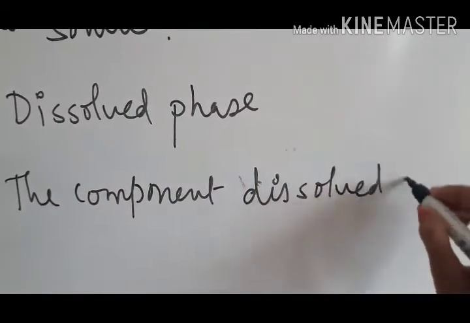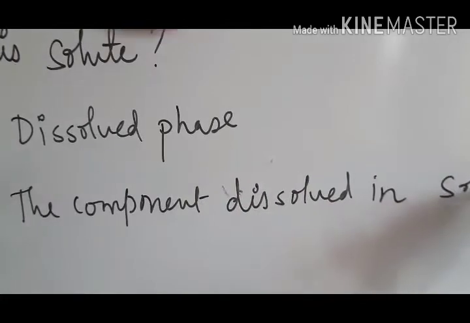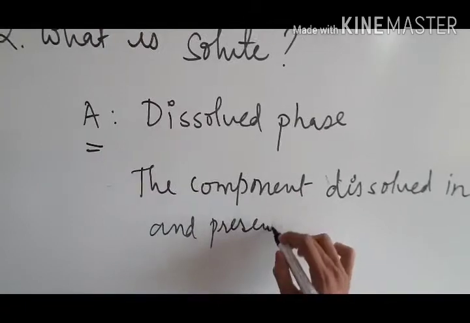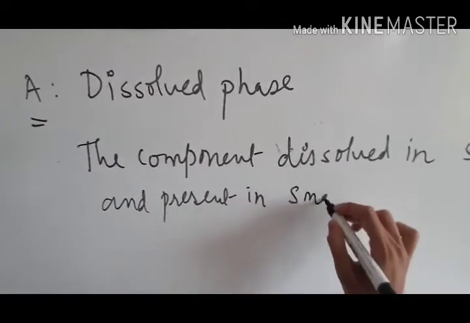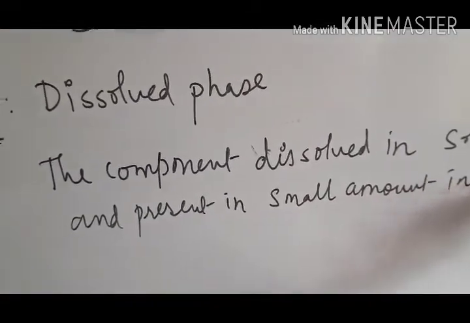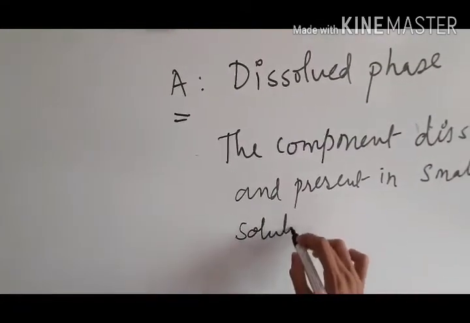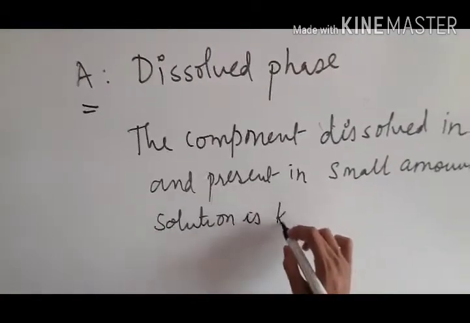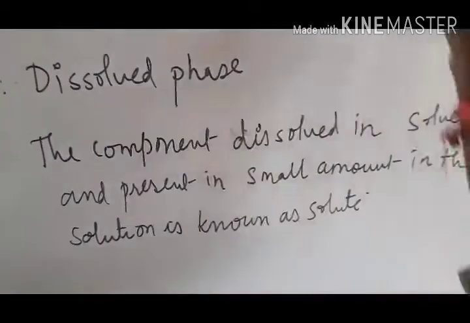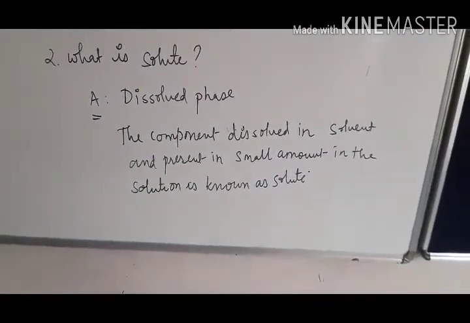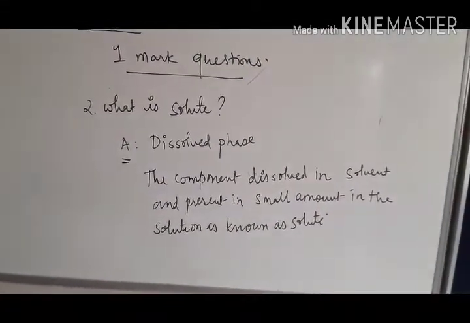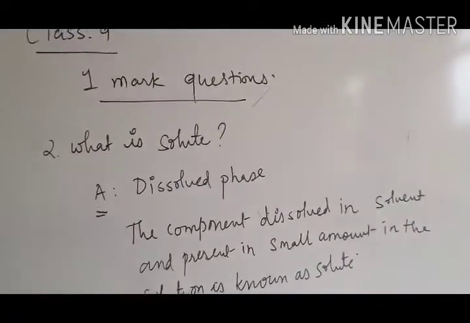The component dissolved in solvent and present in small amount in the solution is known as solute. So here we have seen that salt is the dissolved part, the dissolved phase. So salt is solute in salt solution, whereas water is solvent in the salt solution.